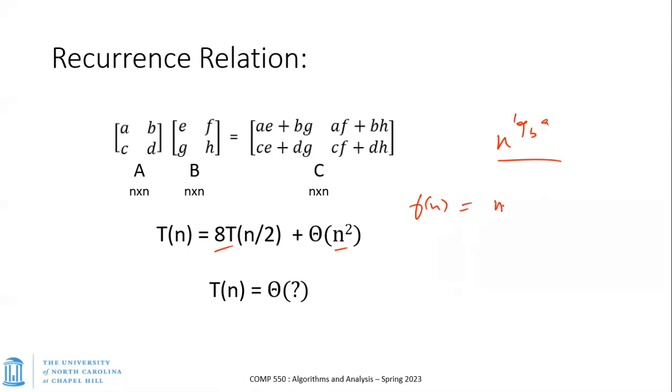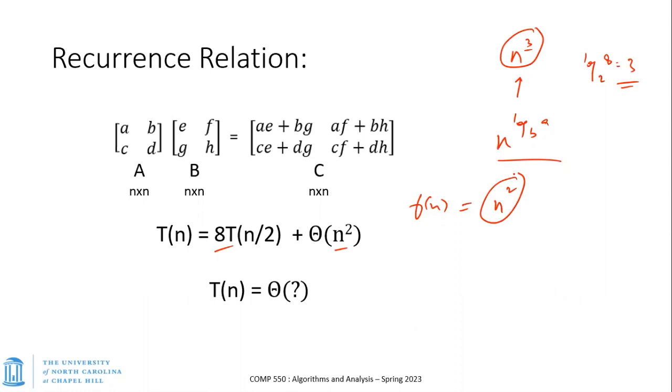f of n, we know, is now n squared. And what's the watershed function? N to the power 3. Yeah, because log to the base 2 of 8 happens to be 3. So we've got n cubed as the watershed function and n squared as the f of n. So which case would apply over here? Is f of n slower, equal, or greater than the watershed function? f of n is slower, so it would be the first case, okay?